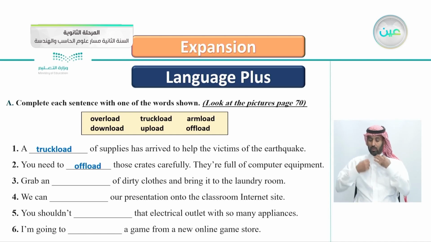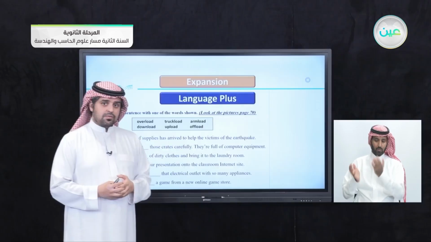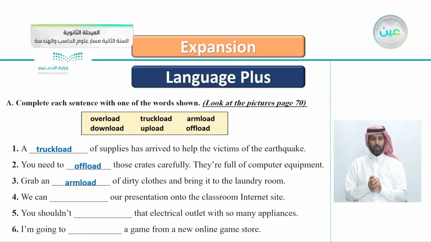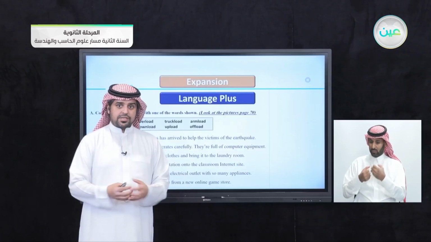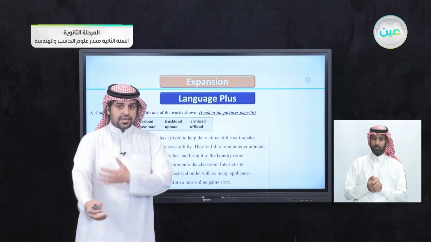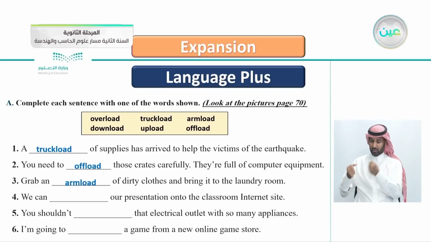Okay, let's check the answer together here. Grab an armload of dirty clothes and bring it to the laundry room. So grab an armload of dirty clothes. Try to pick up your dirty clothes until it reaches to the highest point of your arm. This is an armload, and bring it to the laundry room.